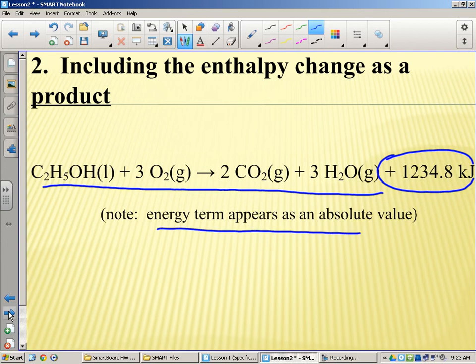The energy term always appears as an absolute value. It's always a positive. So if it's endothermic, it goes on the left side. If it's exothermic, it goes on the right side as a positive, of course. We're getting that energy out.